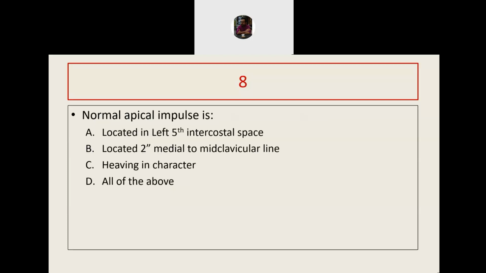Normal apical impulses. So which is the right option? Very good. The option is A, located in the left fifth intercostal space. The two other options are not correct.